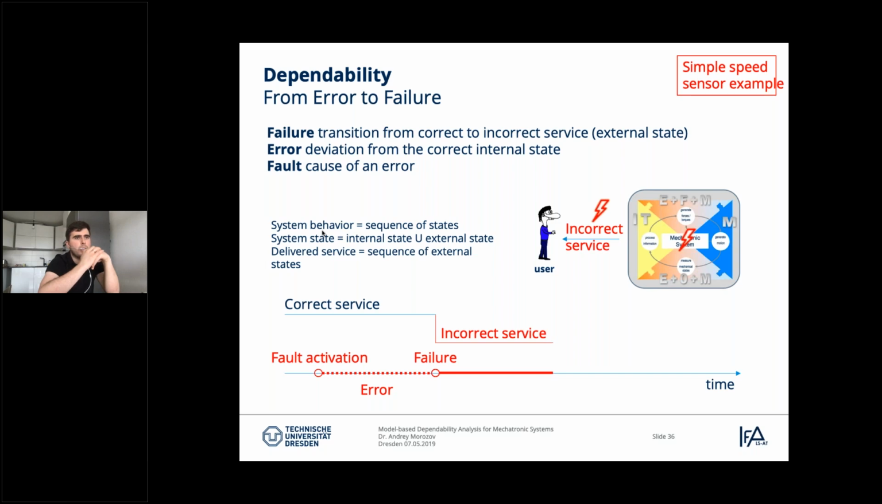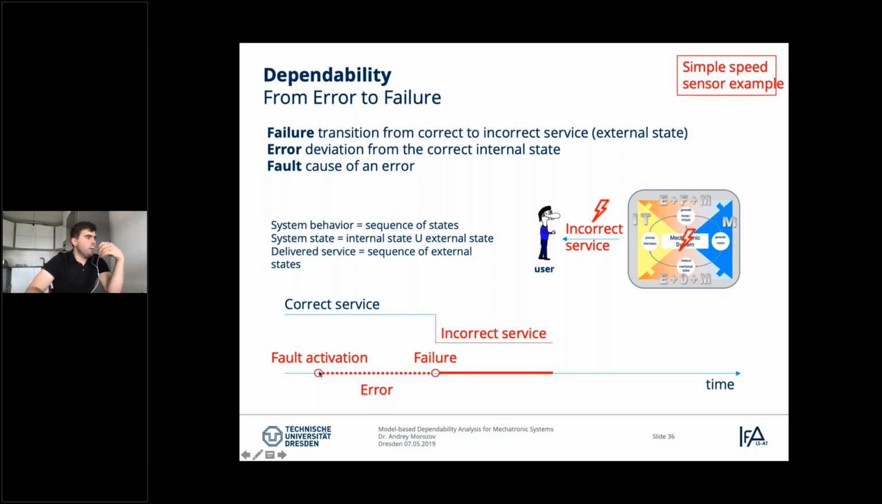Then because of that, we are computing, for example, the number of rotations per second. And this is an error. This is something internal. As soon as we provide the wrong data, this becomes a failure. And that's how we say, okay, the system delivers incorrect service.